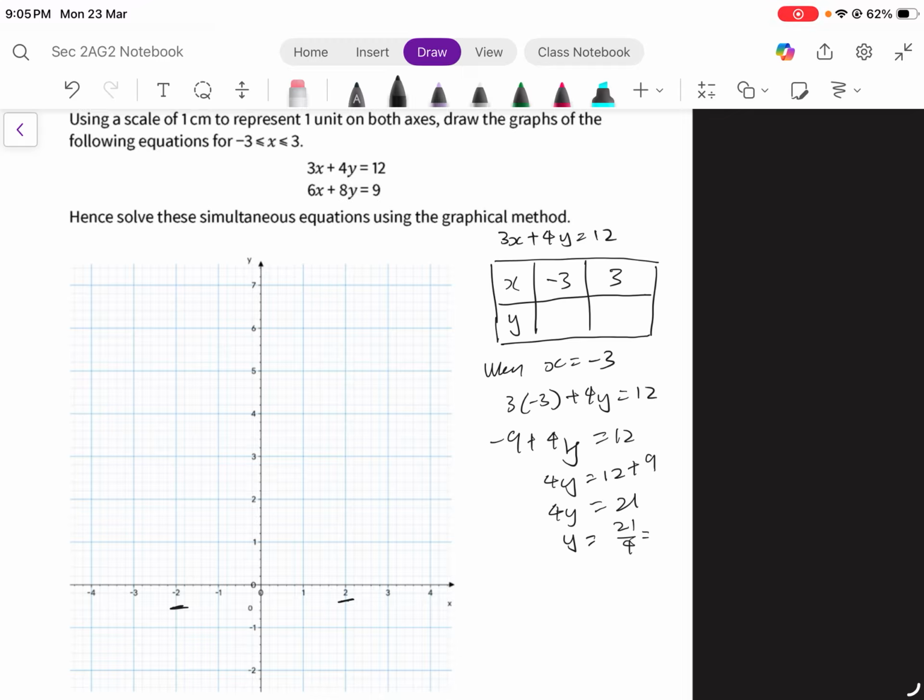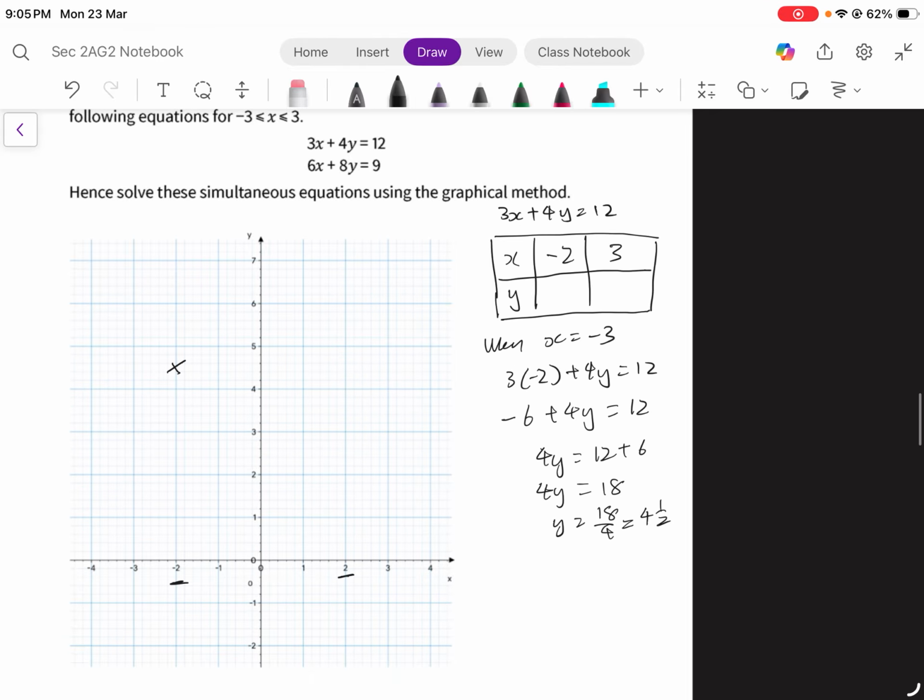So instead of minus 3, which gives us a not very nice number, I'm going to go back and try minus 2. So I get minus 6 plus 4y equals 12. 4y equals 12 plus 6, which gives me 18. y equals 18 over 4, which is 4.5. Right, 4.5 is a lot easier to work with, so 4.5 will be here, right in the center.